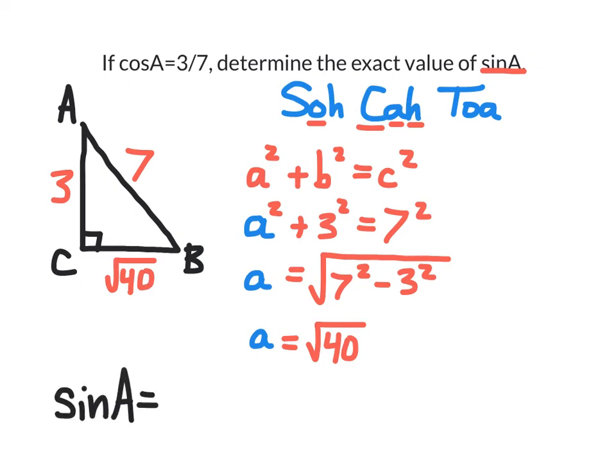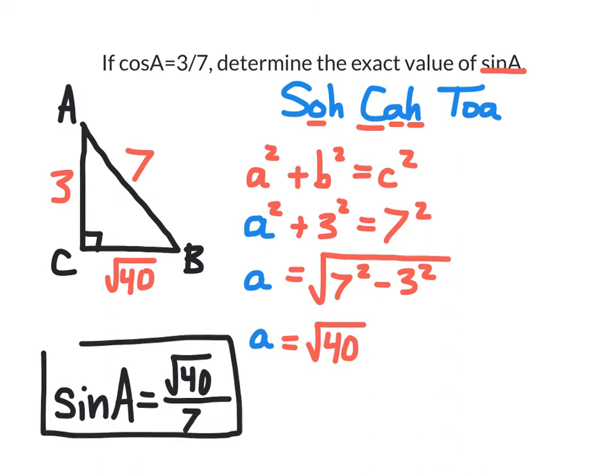So the sine of A is opposite over hypotenuse, so it's the square root of 40. That was my opposite side, and the hypotenuse is 7. So there's my exact answer for the sine of angle A.